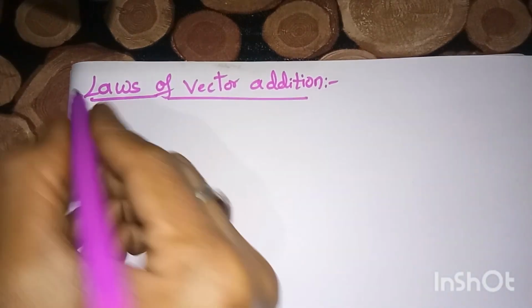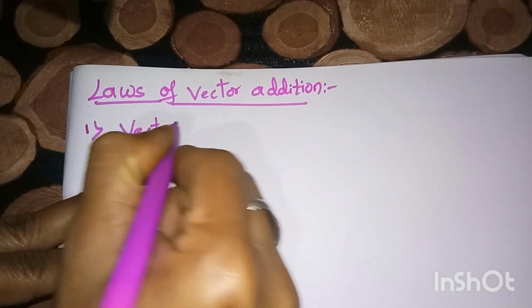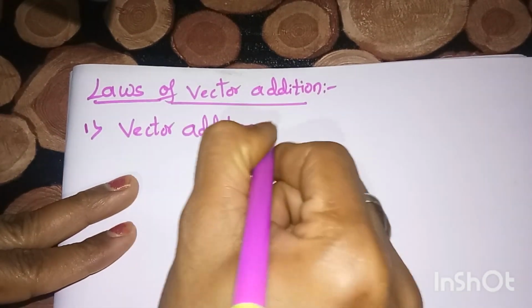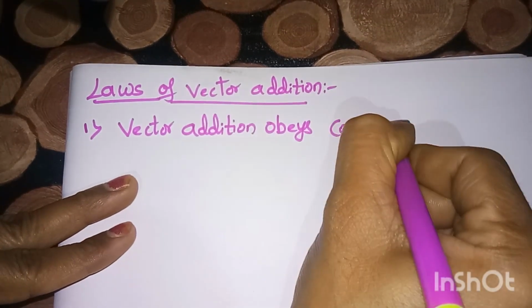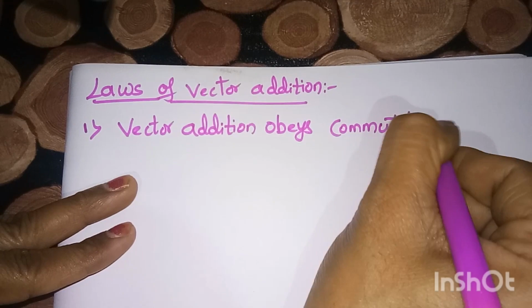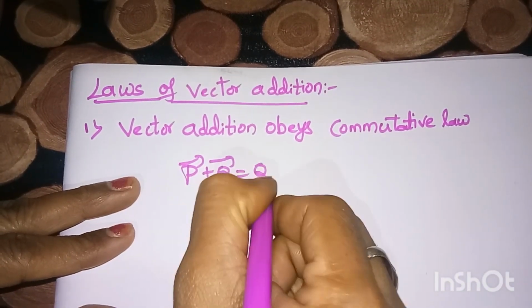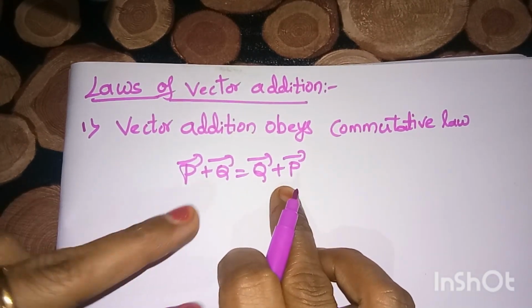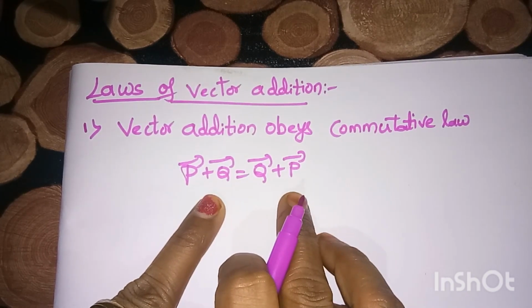So the first law of vector addition is that vector addition should obey the commutative law. So p bar plus q bar is equal to q bar plus p bar. This is the first law of vector addition. So vector addition should obey the commutative law.